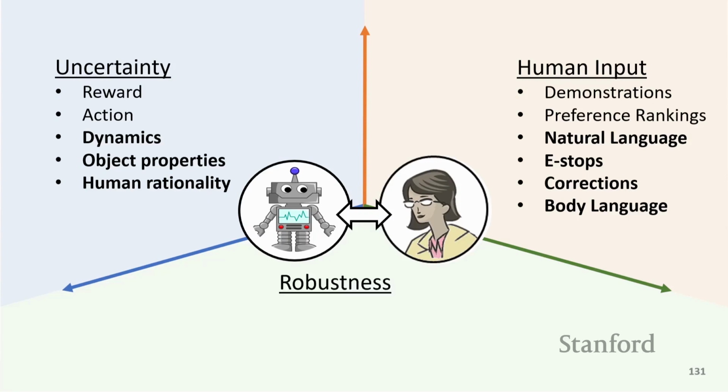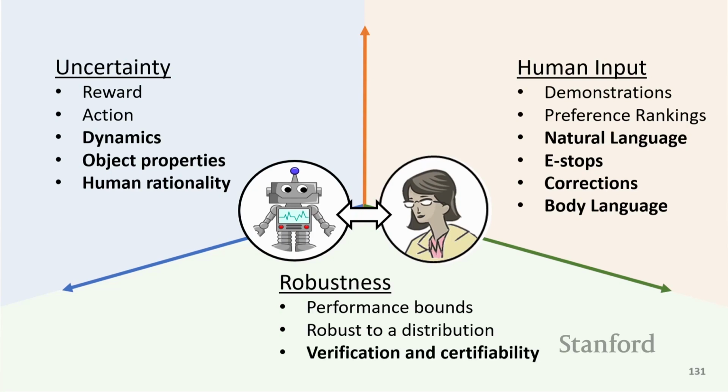And I've also talked a lot about robustness. And in particular, the focus of the talk today was on these ideas of robustness in terms of performance bounds or being robust to a distribution. But I think robustness also is very tightly coupled to these ideas of verification and certifiability and also explainability and interpretability. If we really want to have systems aligned with what we want, we need to be able to introspect and see and make sure that they can explain and that we can interpret their behavior.